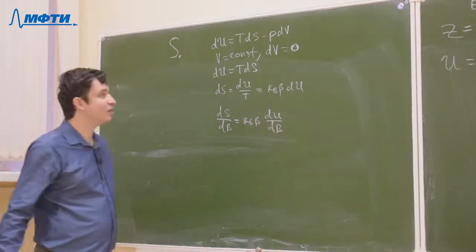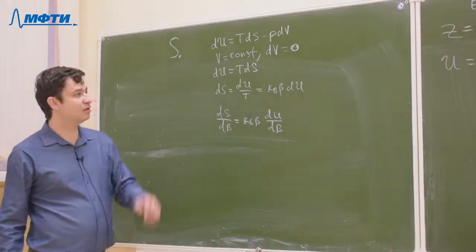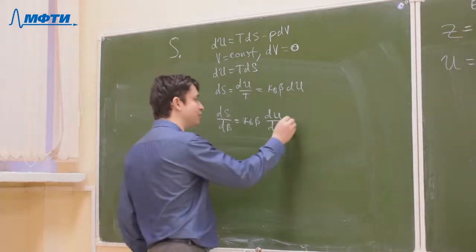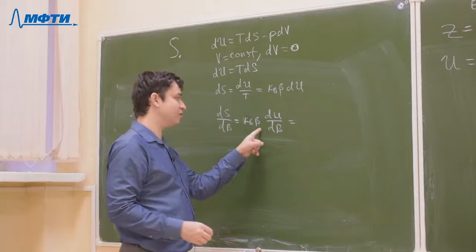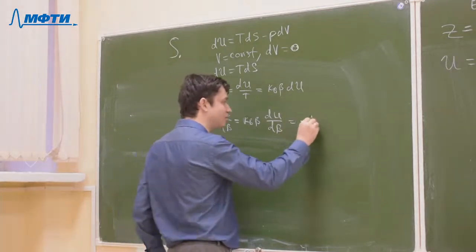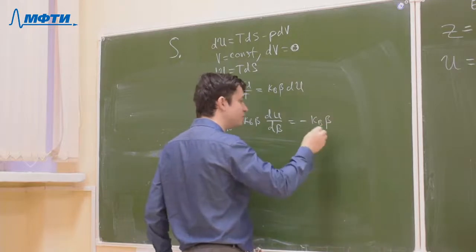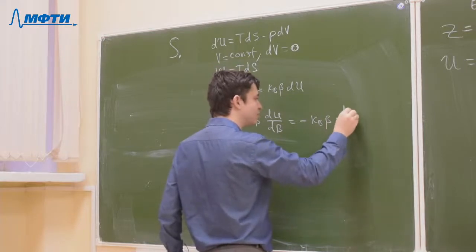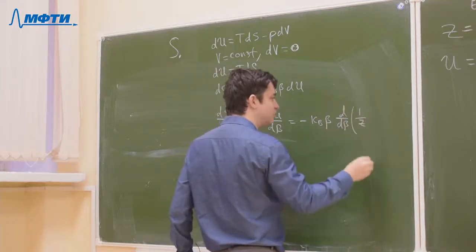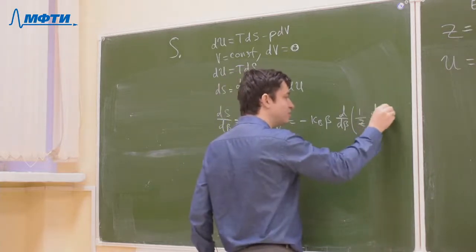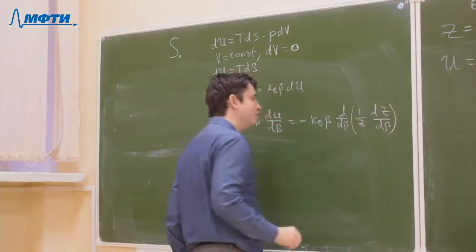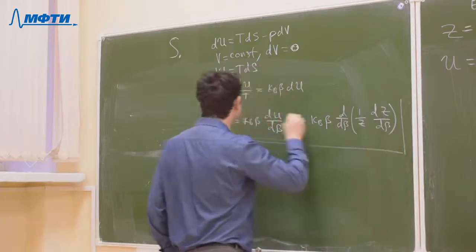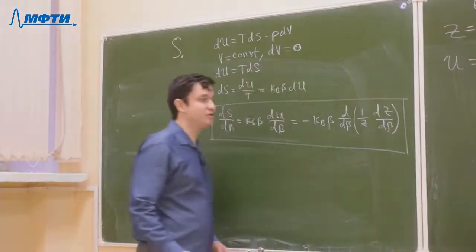Okay, now finally we have this expression for the internal energy. So after we insert this expression into this one, we get minus kB multiplied by beta multiplied by the derivative over beta, and here we have the reciprocal of Z multiplied by the derivative of Z over beta. So this can be treated as a definition of entropy, but this definition has a certain drawback.